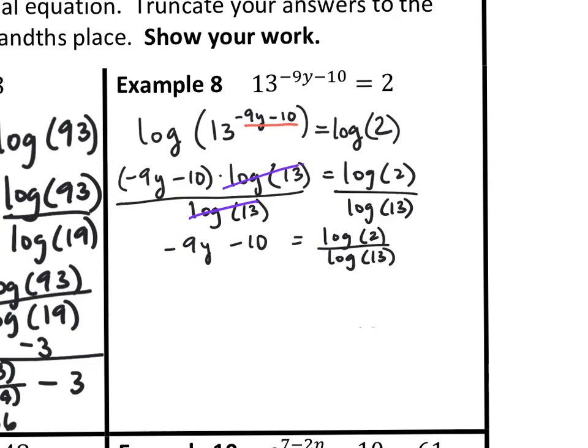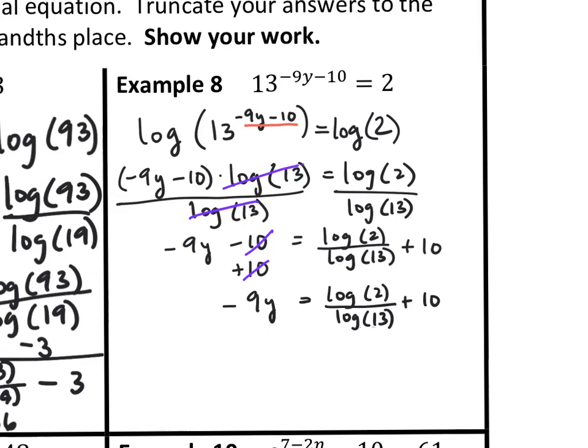Okay. And so what's the opposite of subtracting 10, right? Adding 10. So I'm going to add 10 on both sides. It's going to cancel. And then let me bring down the negative 9y equals log 2 over log 13 plus 10.